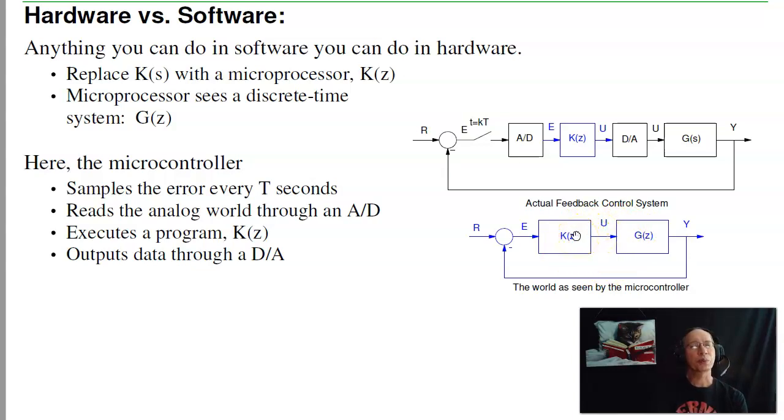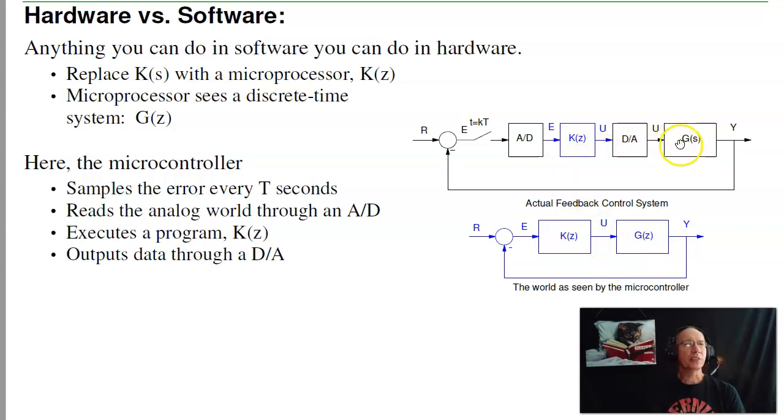So we'll be looking at, first, given a system G(s), how do you convert it to the Z plane, and then how do you design feedback controllers using root locus techniques in the Z plane. So that's what we'll be doing for the next couple lectures. The approach that we'll be doing is as follows.